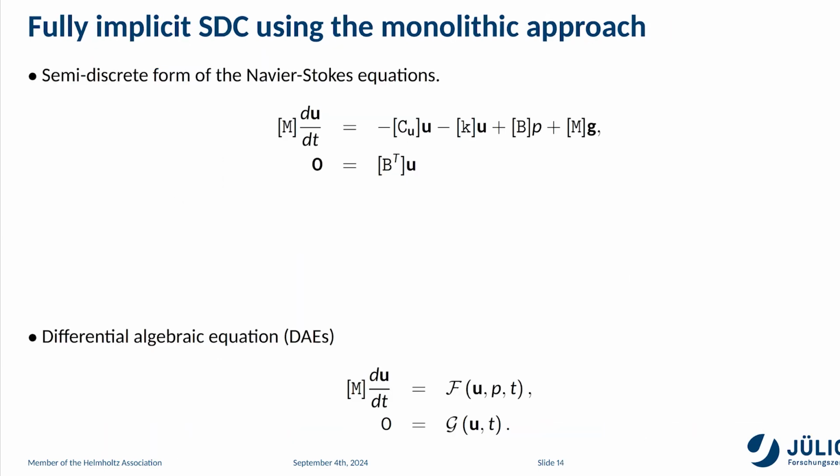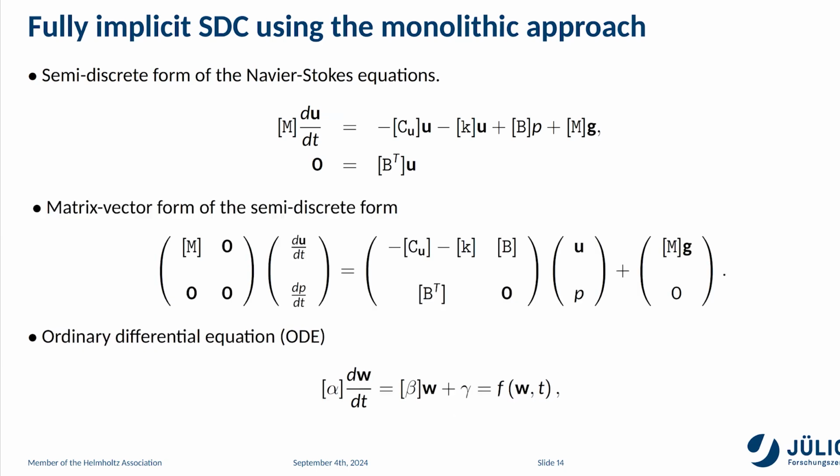Now, we wanted to explore again the fully implicit scheme for Navier-Stokes. Here I'm showing a semi-discretized version of Navier-Stokes. In brackets, we have the finite element matrices. If we look at this equation, we can see it is a differential algebraic equation, the semi-explicit version of the DAEs. And for this equation, we need a different type of SDC. Yeah, we did it, but we prefer to go with the regular SDC I explained in the beginning.